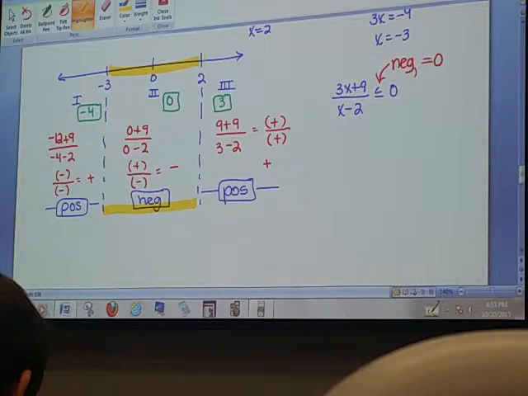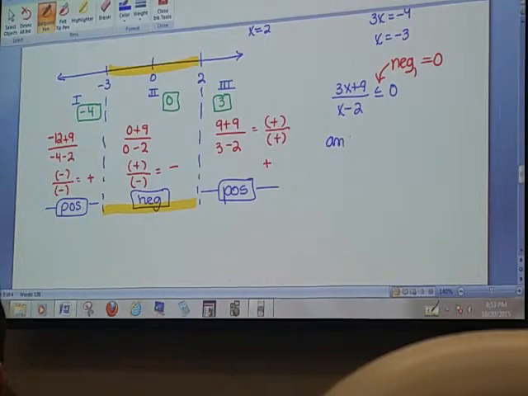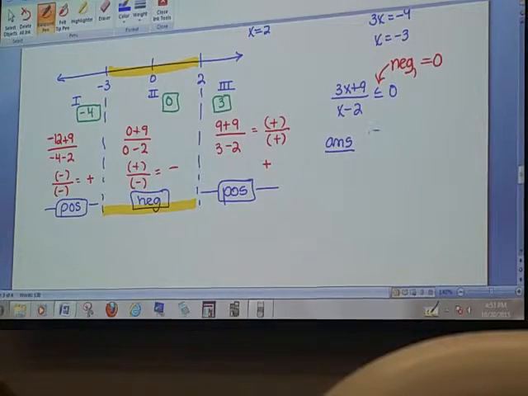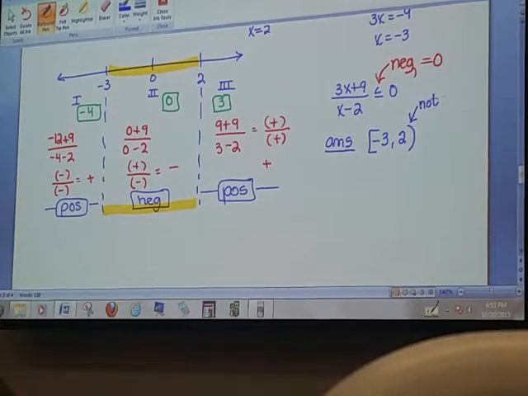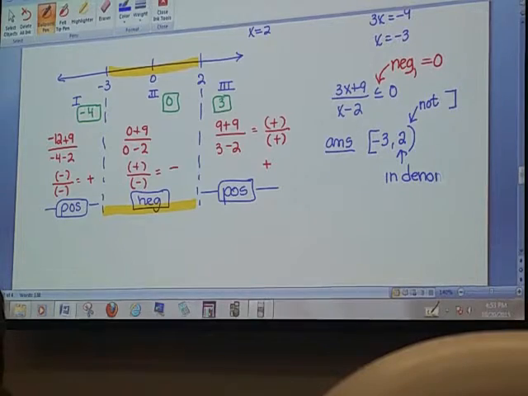Now, here's where I have to be careful also. My answer is going to be -3 to 2, not with the square bracket, because 2 is in the denominator. So whether it was supposed to be equal 0 or not, it can't equal 0 in the denominator.